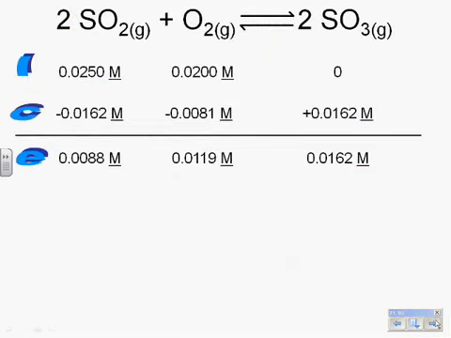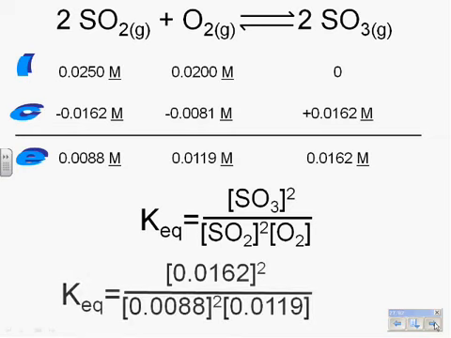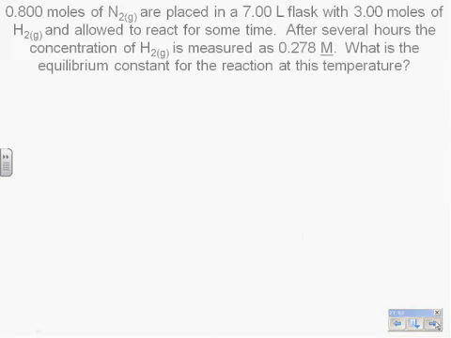The equilibrium constant, let me shift this up here to make some more room, is simply the sulfur trioxide squared over the sulfur dioxide squared times the oxygen. That's our equilibrium expression. If we plug in the numbers that we found here and calculate, we can say our equilibrium constant is 285 for this particular reaction. Let's do another one quick in order to just drive this idea home.